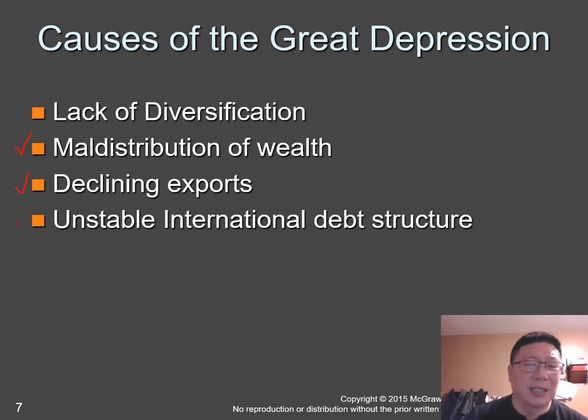And that actually kind of ties in with that fourth point, the unstable international debt structure. You'll see that because Germany has to pay back Great Britain and France, and Great Britain and France have to pay back the United States, and because Wilson is unwilling to forgive the debts, at one point we will actually have to prop up Germany by giving her a $200 million loan, which kind of just cycles all the way back around.